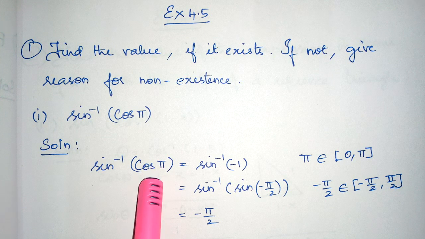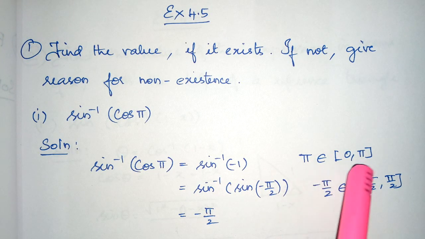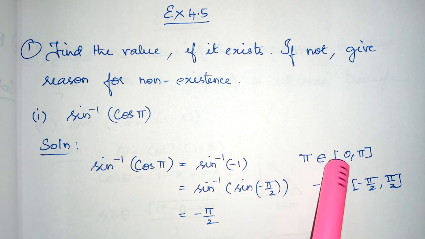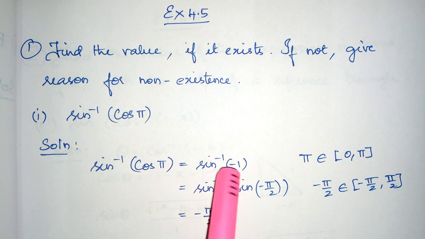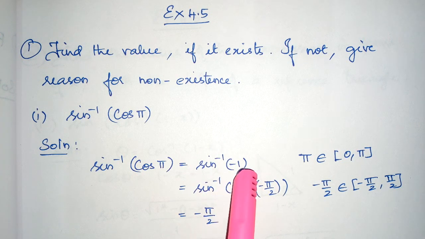Solution. Now, this pi belongs to the domain 0 to pi, isn't it? You know that the cos domain is 0 to pi. So we can write the answer. So cos pi is minus 1. Now we have got sine inverse of minus 1.